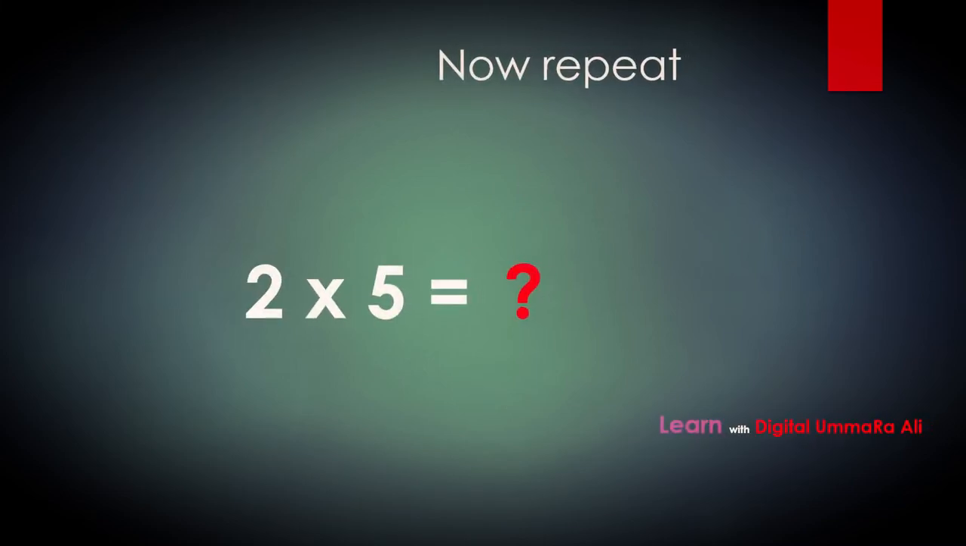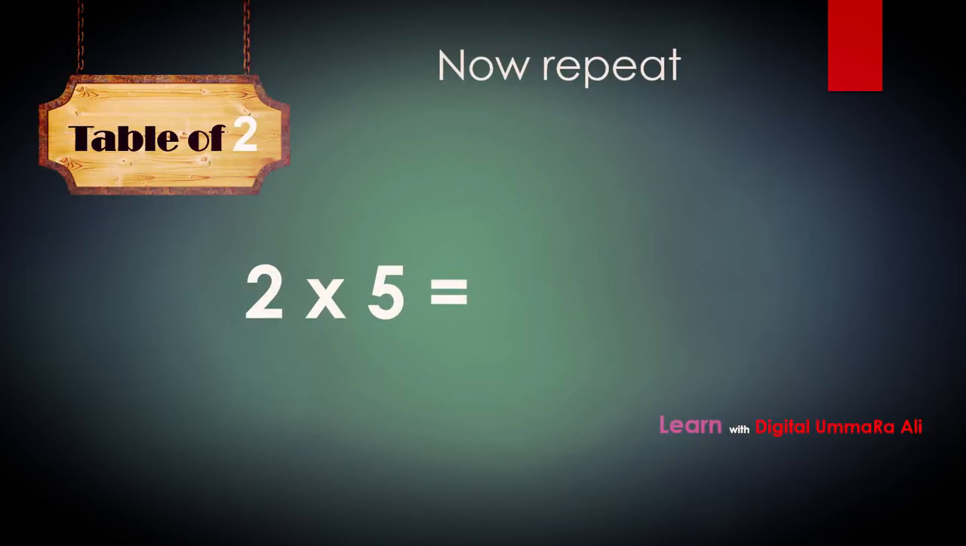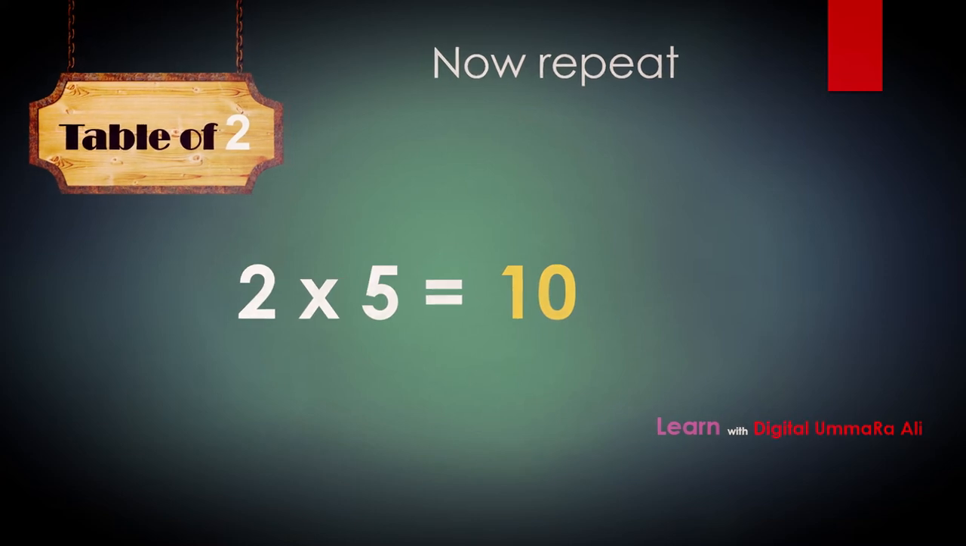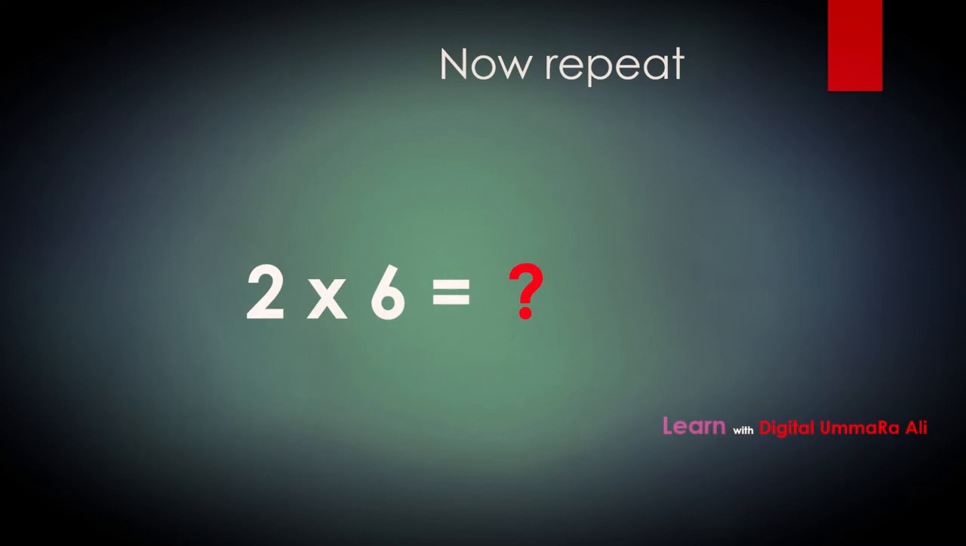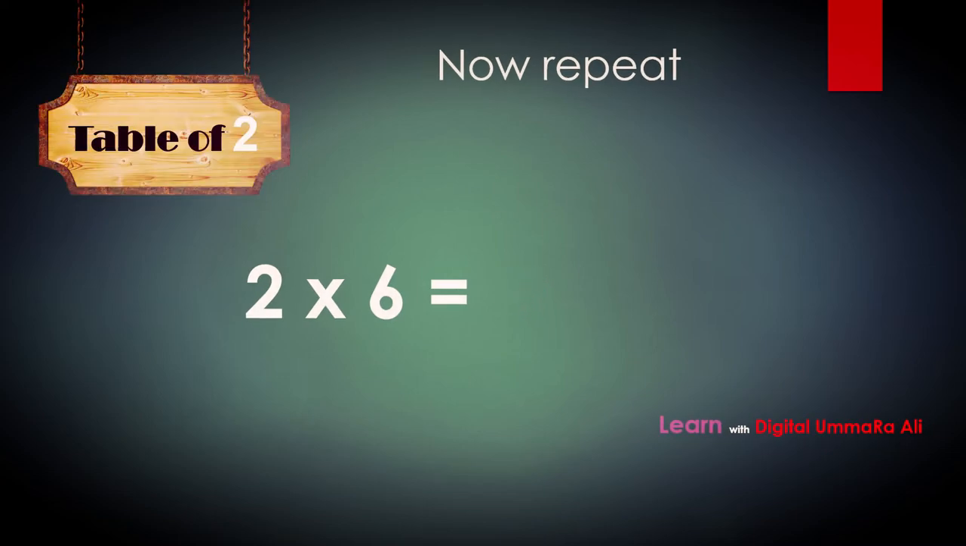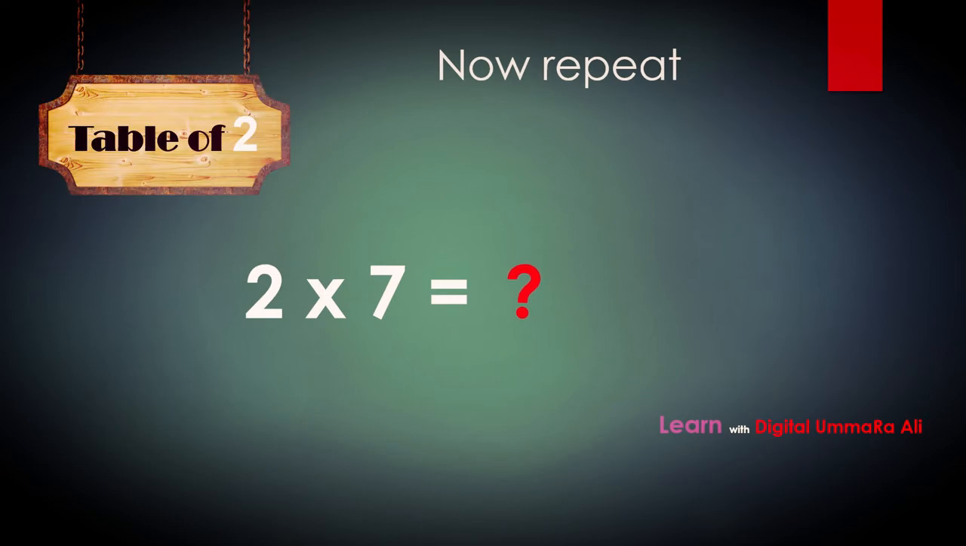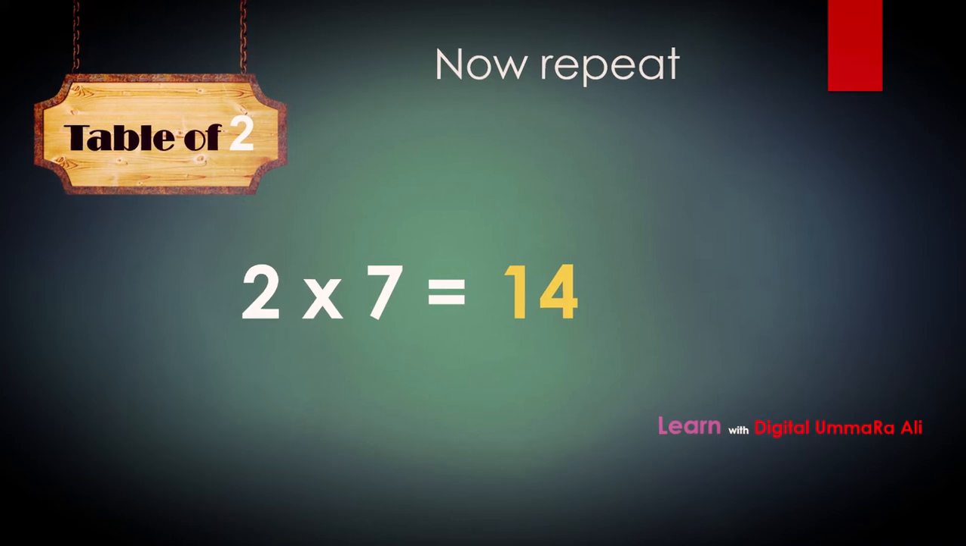2 fives are, yes, tell me, 2 fives are 10. 2 sixes are 12. Yes, you're right. 2 sixes are 12. 2 sevens are, yes, tell me, 2 sevens are 14.